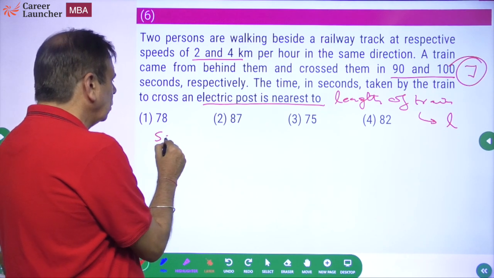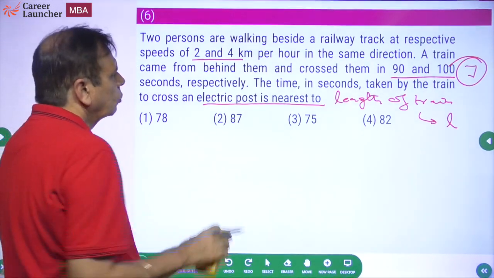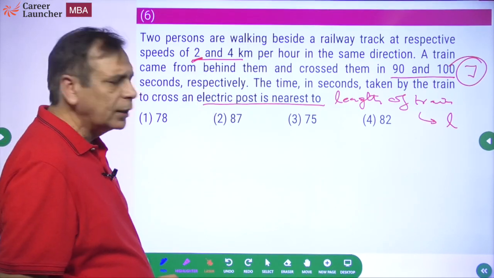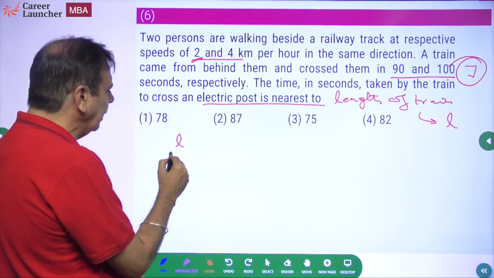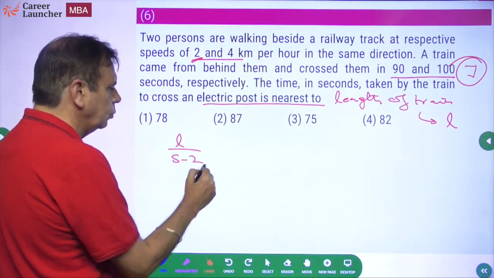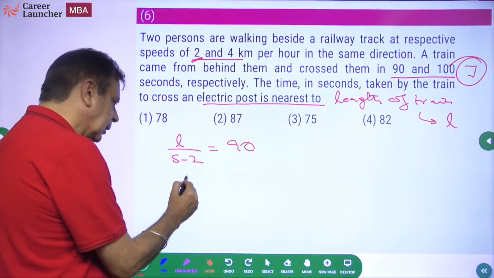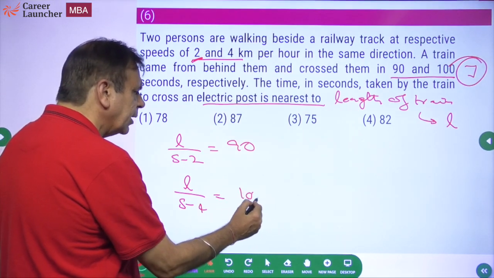Now speed is equal to distance upon time, or time equal to distance upon speed. So how much time will the train take to cross the person who's walking at 2 kilometers per hour? If the length of the train is L, the time taken will be L upon S minus 2, and this is 90 seconds. And for the other person, L upon S minus 4, and this will be equal to 100 seconds.